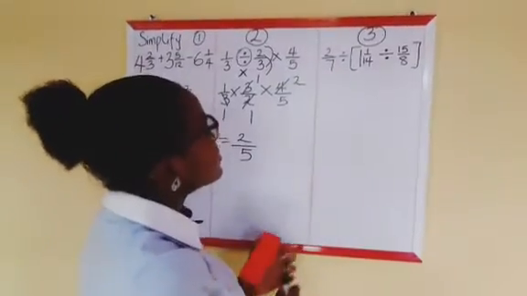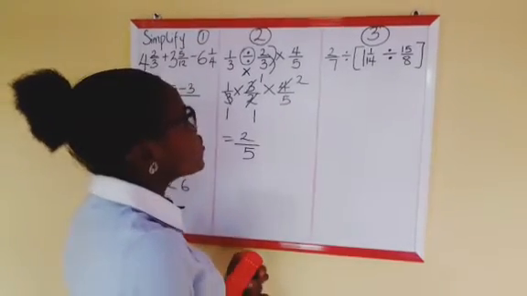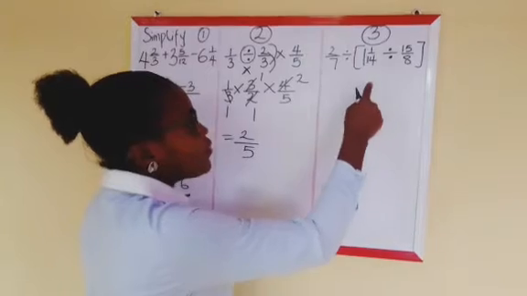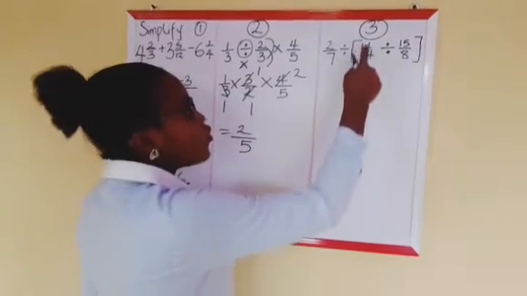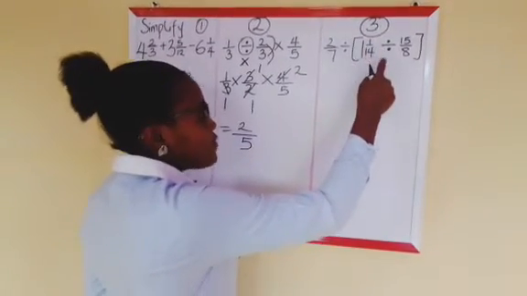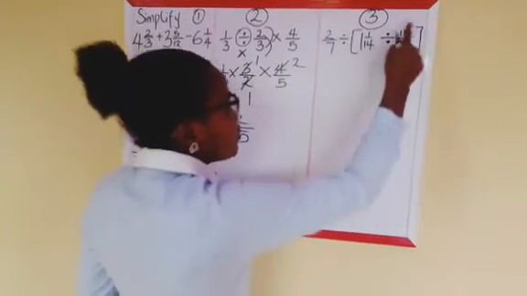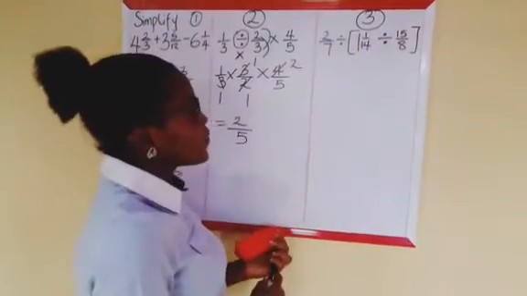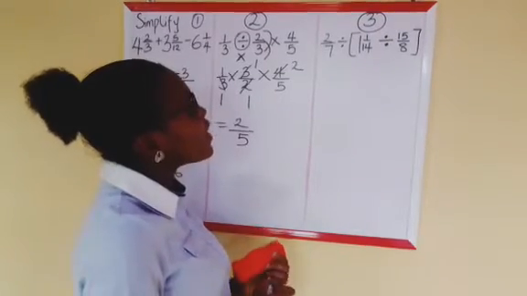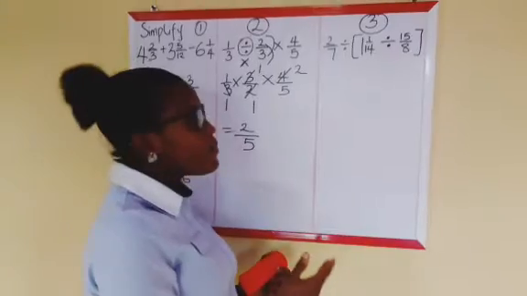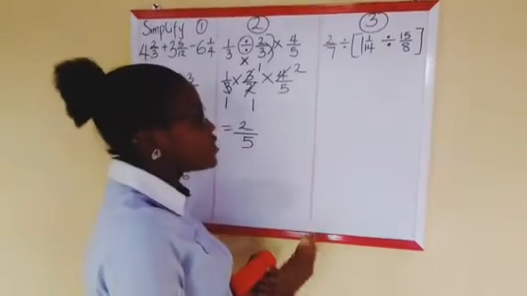Okay, the last question I have here is 2/7 divided by, in brackets, 1/14 divided by 1 5/8, brackets closed. Now you'll be wondering, how come we have division all the way? That is not the problem. Remember, the inverse of division is multiplication.